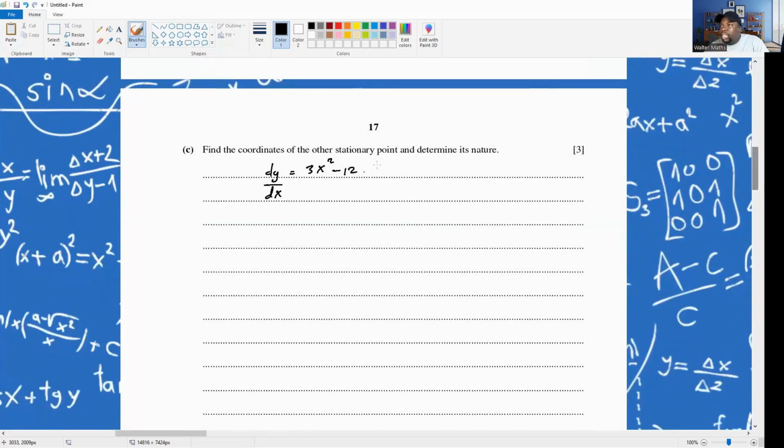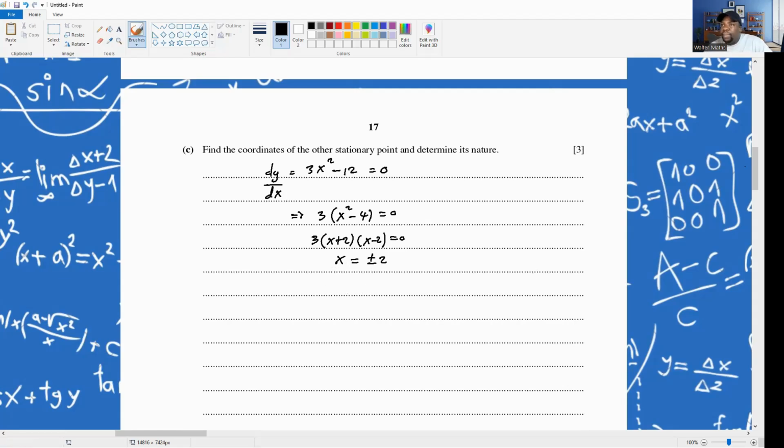And we know that at the stationary point, it is going to be 0. So if we factor out 3, we'll have x squared minus 4 equal to 0. So 3 of (x plus 2) of (x minus 2) equals 0. So the possible values of x should be plus or minus 2 if we equate each one of the factors to 0. So these are the possible values of x right here.